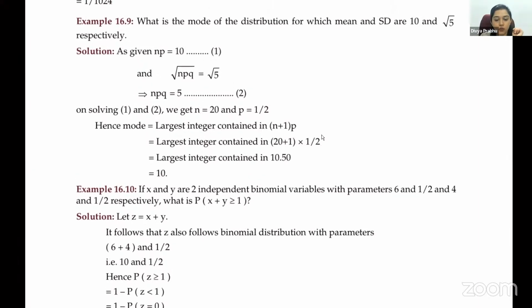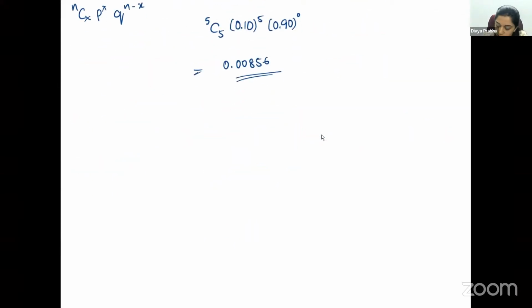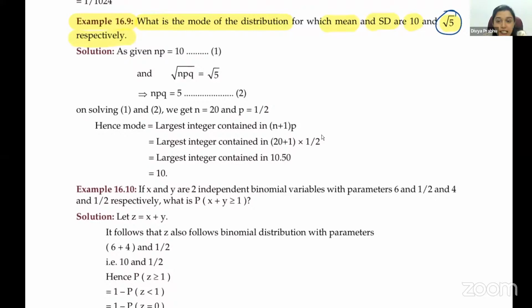So one question we will solve on mode. Example number 16.9. What is the mode of the distribution for which mean and SD are 10 and root 5 respectively? So mean is given as 10, SD is given as root 5. What is the formula for mean? It is N into P. N into P is 10, whereas SD is given as root 5, which means variance will be equal to root 5 whole square.